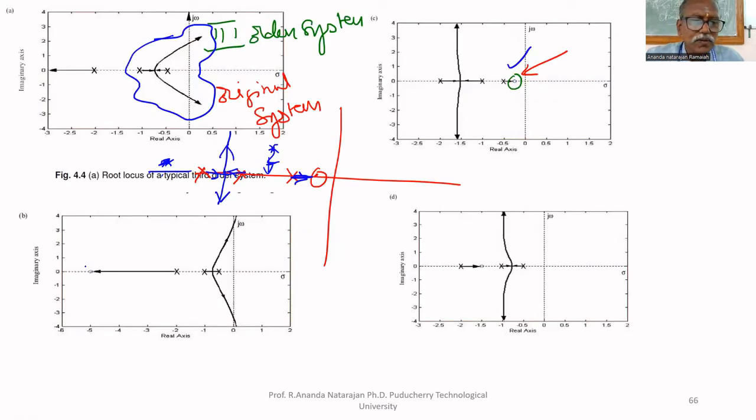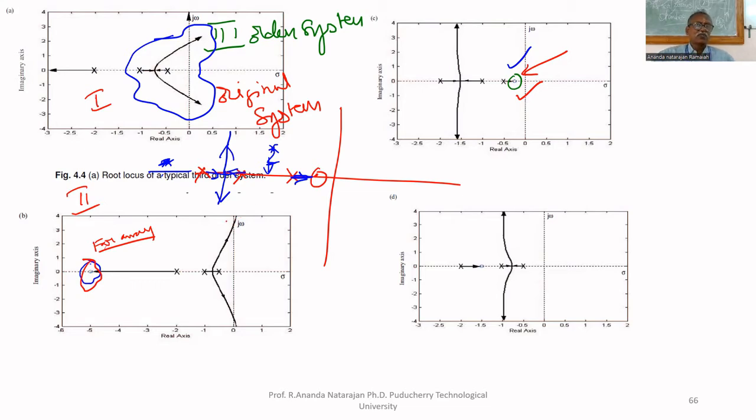Here, I selected a zero far away from the j omega axis. I included in a third order system a zero far away from the j omega axis. Here I selected very close to the j omega axis, and here far away from the j omega axis. What is the difference between the first diagram and the second diagram? In the first diagram, it quickly goes to unstable. Here it takes a long time to go to unstable.